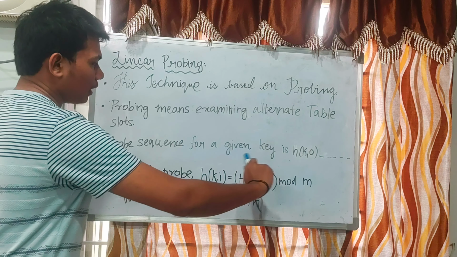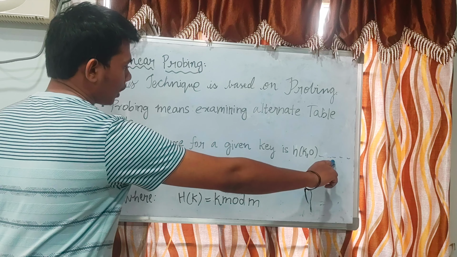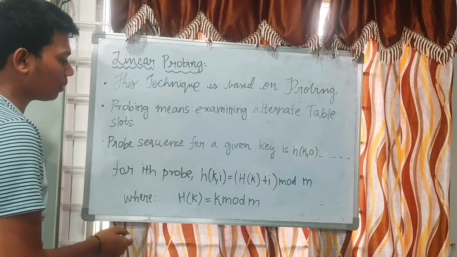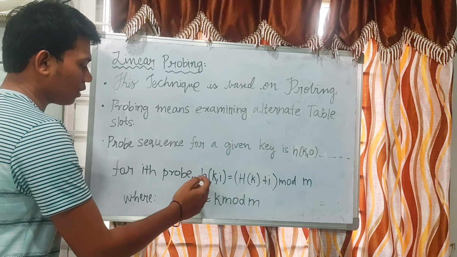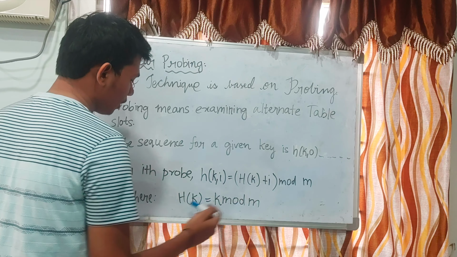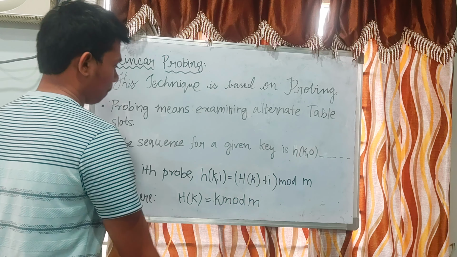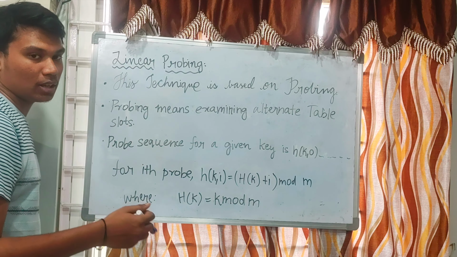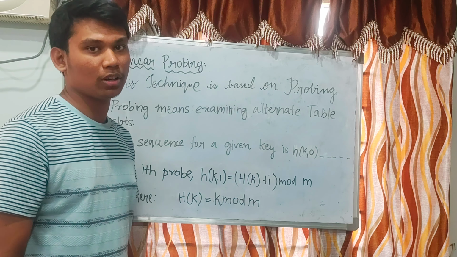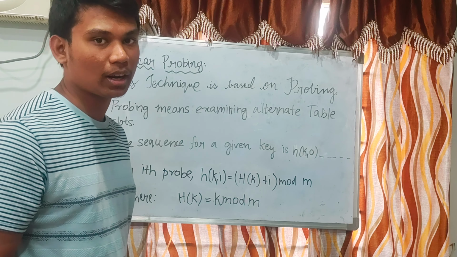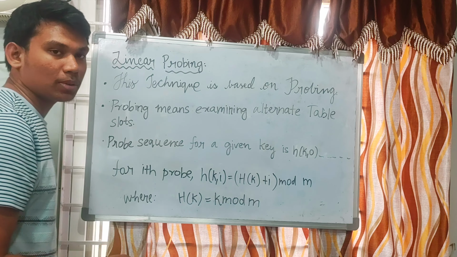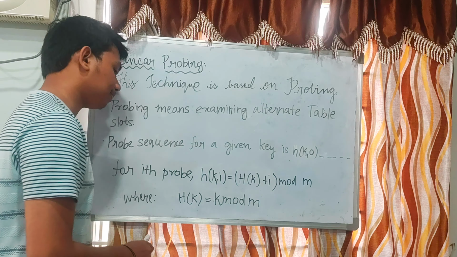The probe sequence for a given key is h of k comma 0, h of k comma 1, and so on up to h of k comma m minus 1. For the ith probe, our hash function formula will be h of k comma i is equal to h of k plus i mod n, where h of k is k mod n. So probing means that we will be inspecting another slot if our slot is already filled, or if we get the condition of collision. Let us see these definitions with an example and implement linear probing.